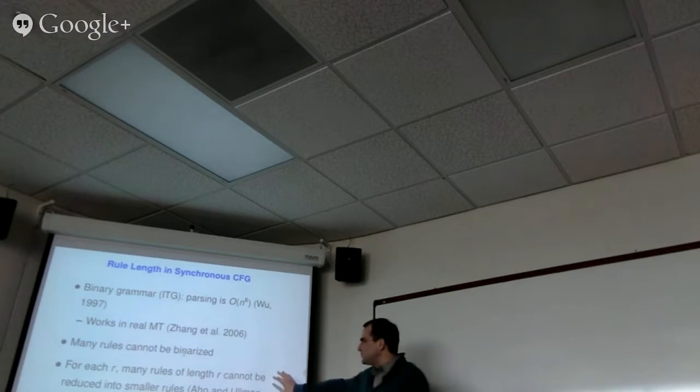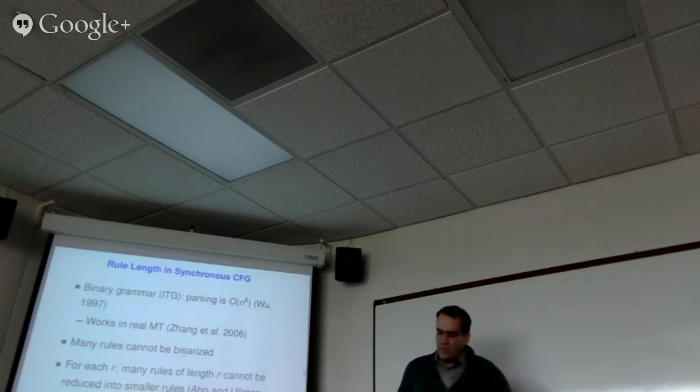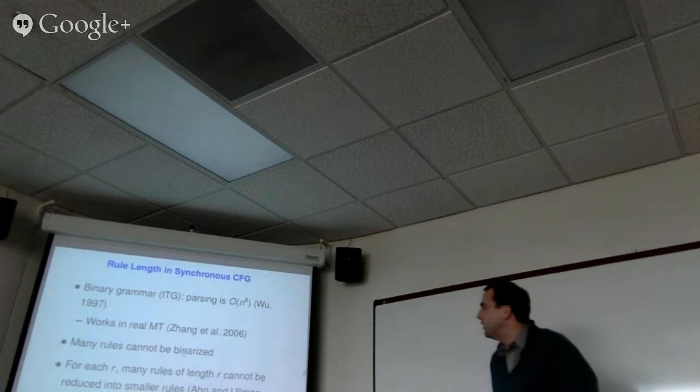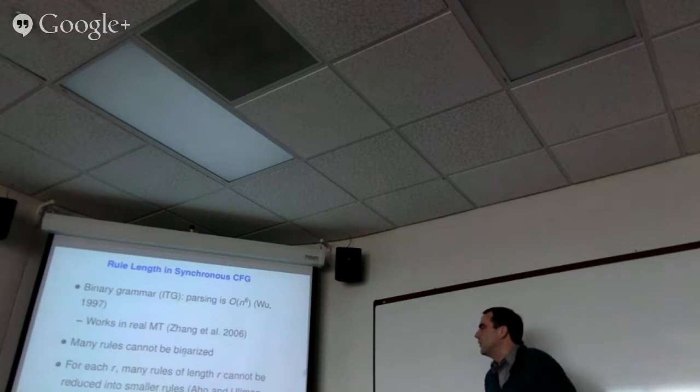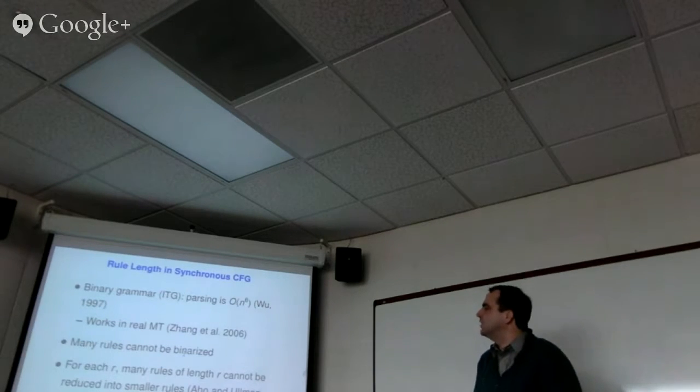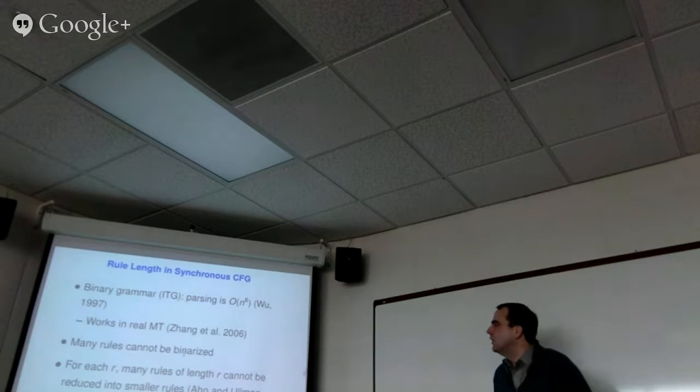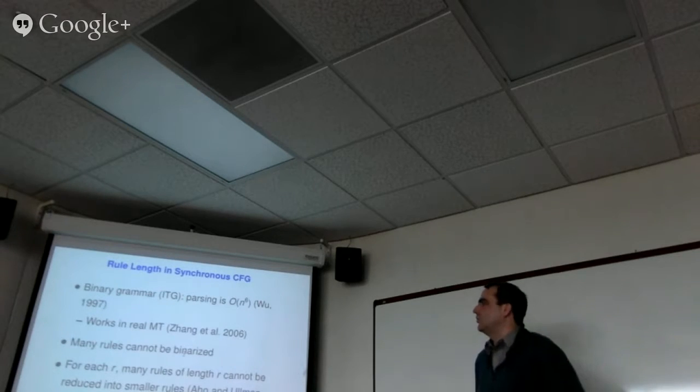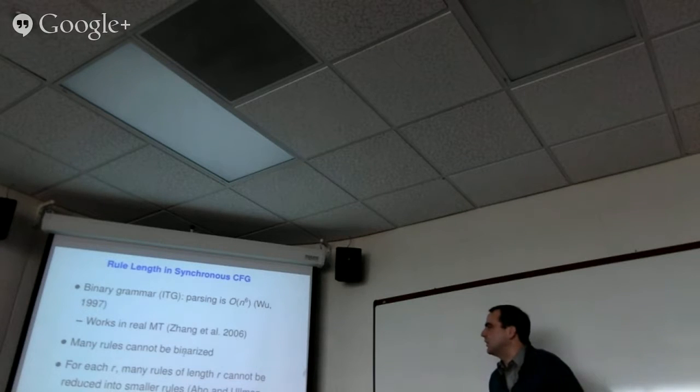That means that rules of length R are stronger than rules of length R-1. And this was shown back in the early days when they developed this formalism. They were thinking more about compilers rather than Chinese and English, but it's the same thing. And this talk is going to be about what you do with these long rules. So how you do parsing with rules where the number of non-terminals on the right-hand side is very long.